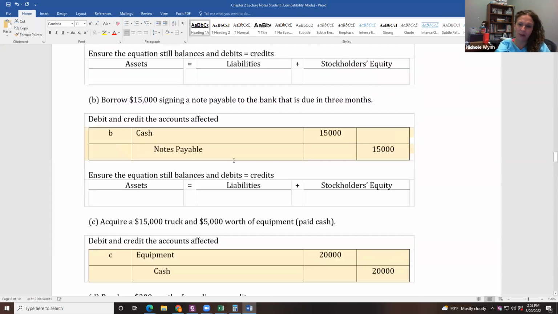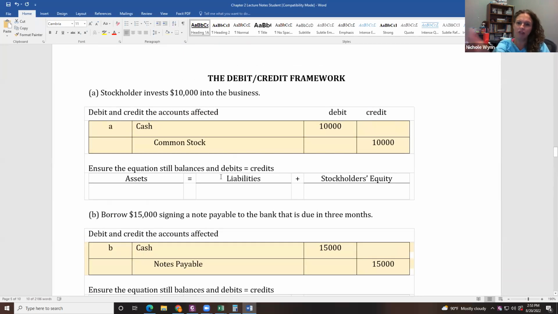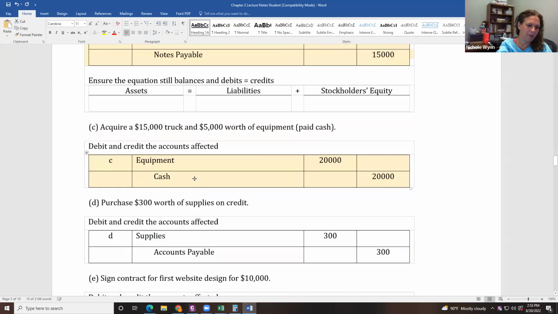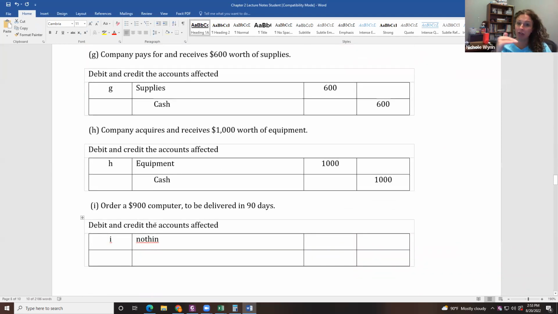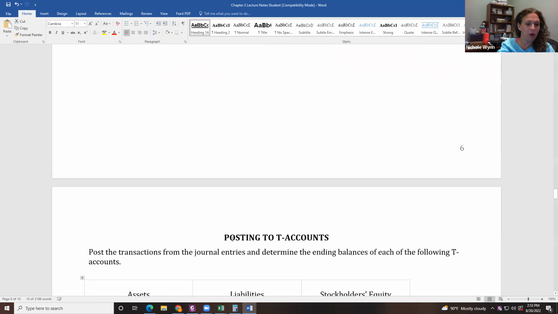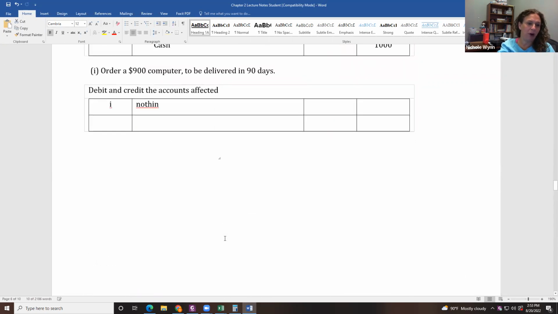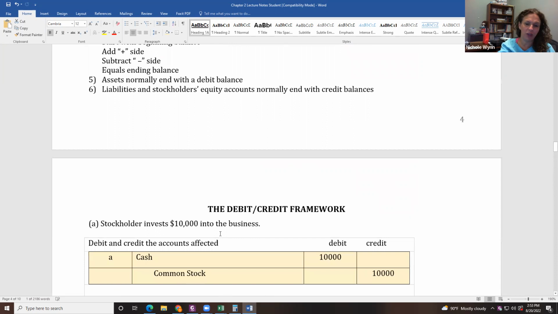So right now, if I just said, hey, Angela, how much cash do you have? You'd be like, I have no idea. I received some, and I received some, and I paid some, and I paid some, and I paid some. But right now, you don't know the balance in cash. So to find the balance in cash, what you need to do is post. So posting is the process of taking every single transaction and moving it to the T accounts.